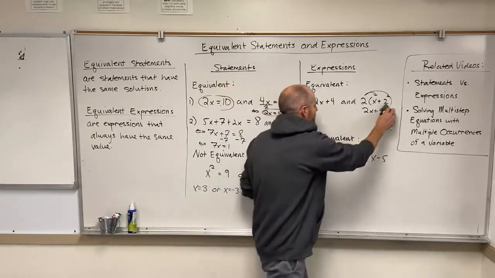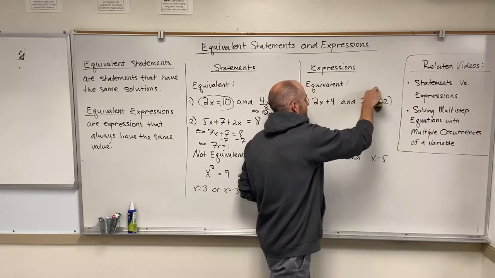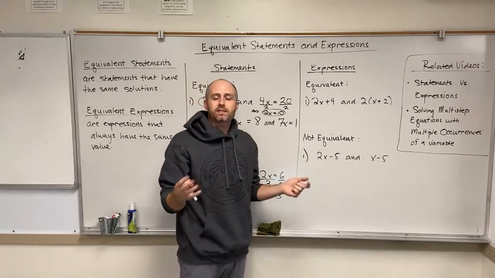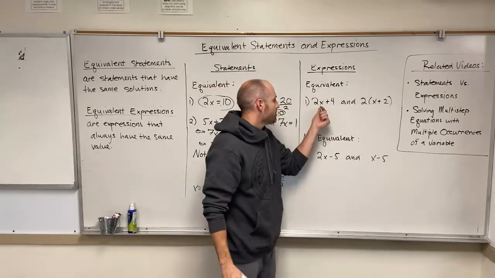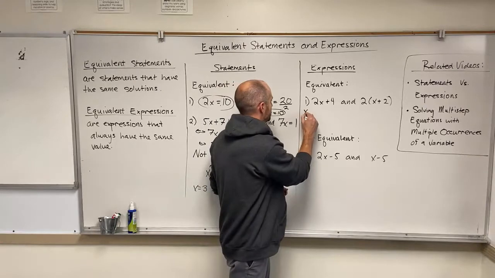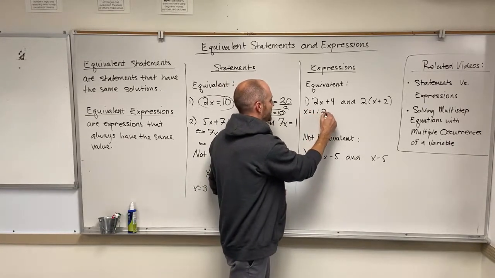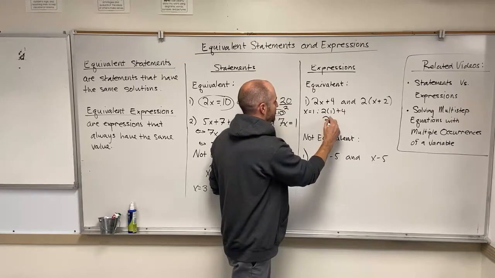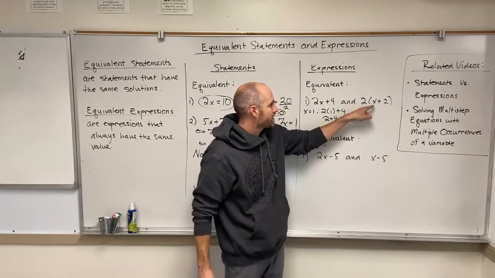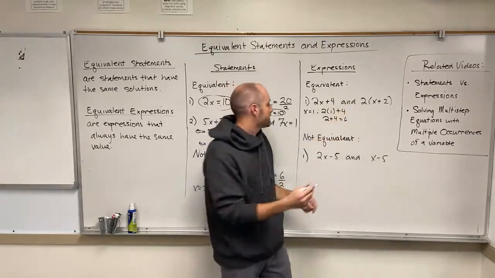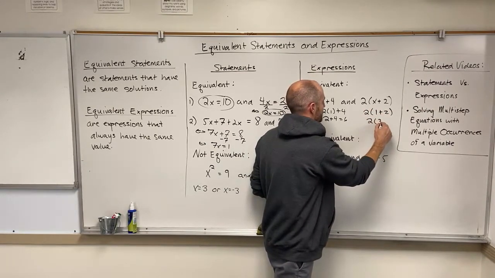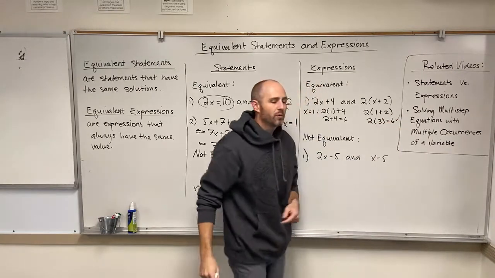So we know already that these two expressions are going to be equivalent to each other because they will always have the same value. And we can just test out a few numbers to see how it's working. So let's choose x to be equal to 1. If x equals 1, then we have 2 times 1 plus 4, which is equal to 2 plus 4, which is 6. Now if these are equivalent expressions, then when x is 1, this should also be 6. Let's test it out. So then we'd have 2 times 1 plus 2, which would be 2 times 3, which equals 6. So check. We got the same value.